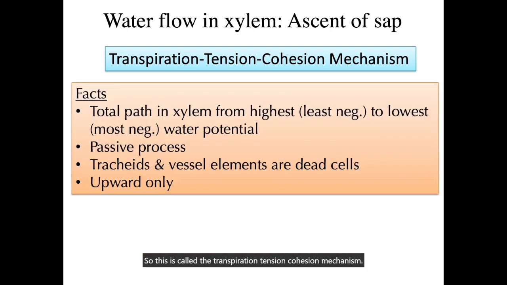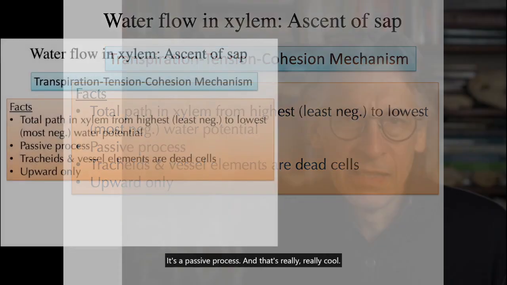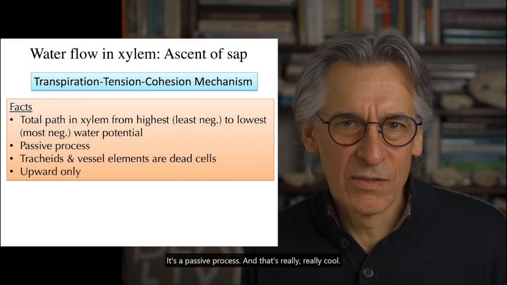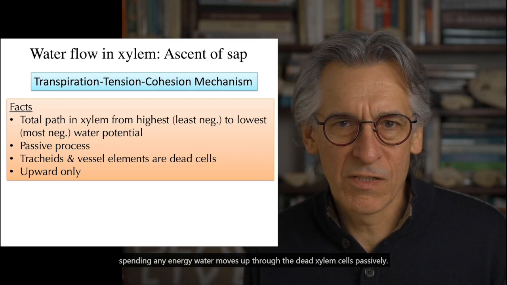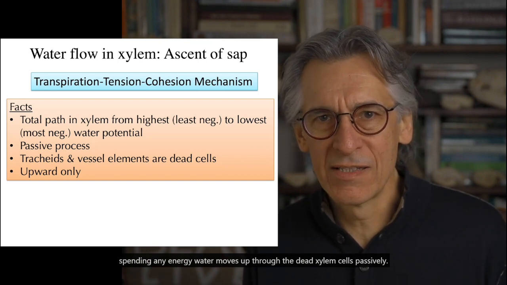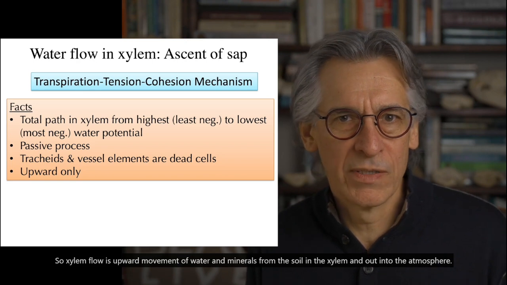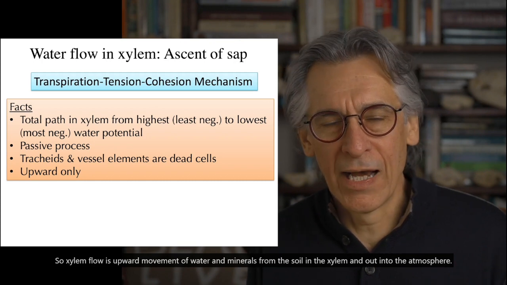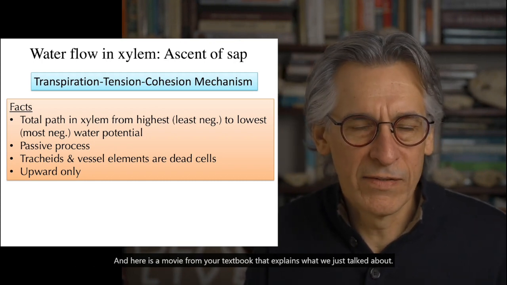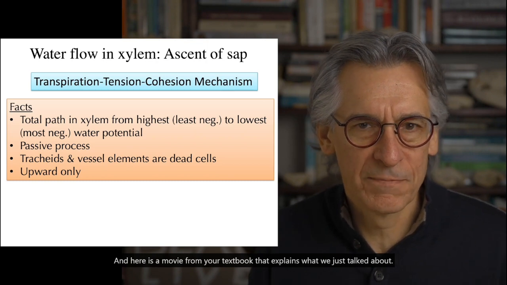So this is called the transpiration tension cohesion mechanism. The total path in xylem is always from the highest to the lowest water potential. Said a different way, it's from the least negative to the most negative water potential, highest to lowest. It's a passive process, and that's really, really cool. The plant has figured out a way to have water move up through its tissues without spending any energy. Water moves up through the dead xylem cells passively. So xylem flow is upward movement of water and minerals from the soil in the xylem and out into the atmosphere. And here is a movie from your textbook that explains what we just talked about.